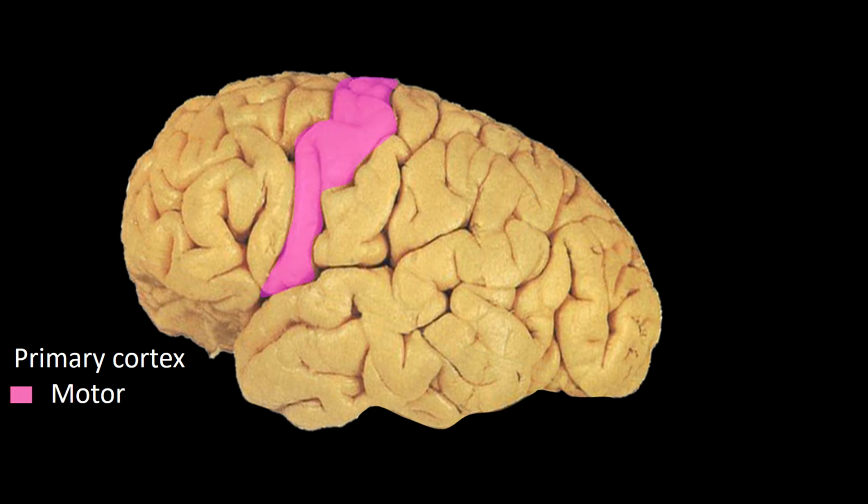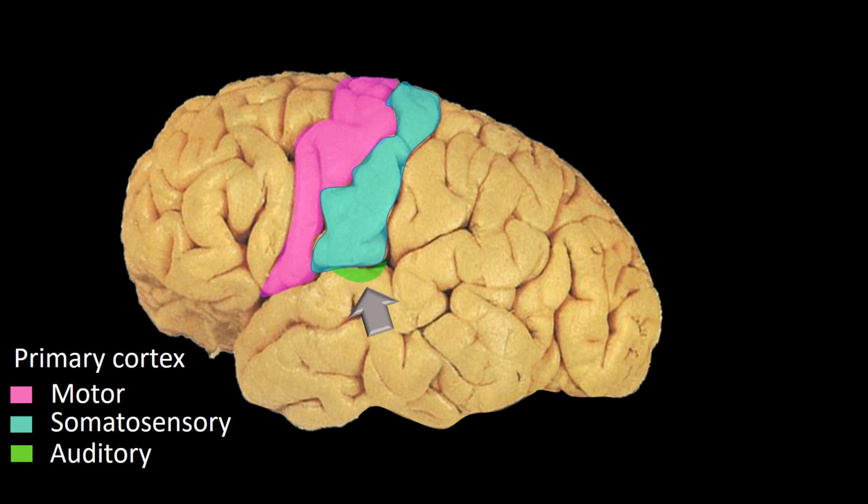The primary motor cortex is present in front of the central sulcus. The primary somatosensory area is just behind the central sulcus. The primary auditory area of Heschl is mostly buried in the transverse temporal gyrus, but a small area can be seen in the superior temporal gyrus, as indicated by the arrow. And the primary visual cortex can be seen at the occipital pole.